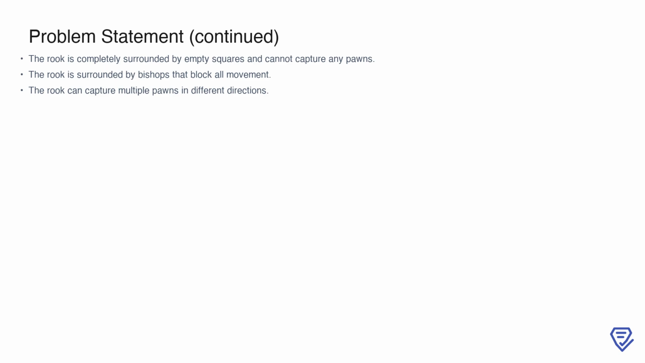Edge cases are critical to understand. For instance, the rook may be completely surrounded by empty squares, leaving it unable to capture any pawns. Alternatively, bishops might block all paths of movement, resulting in no captures as well. On the other hand, there are situations where the rook has opportunities to capture multiple pawns in different directions, such as vertically, horizontally, or even both. These edge cases underscore the importance of carefully analyzing the board layout to determine the rook's potential captures.